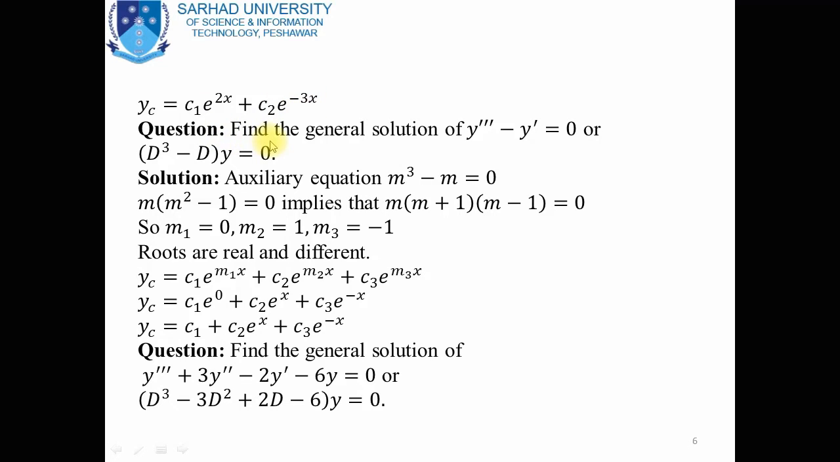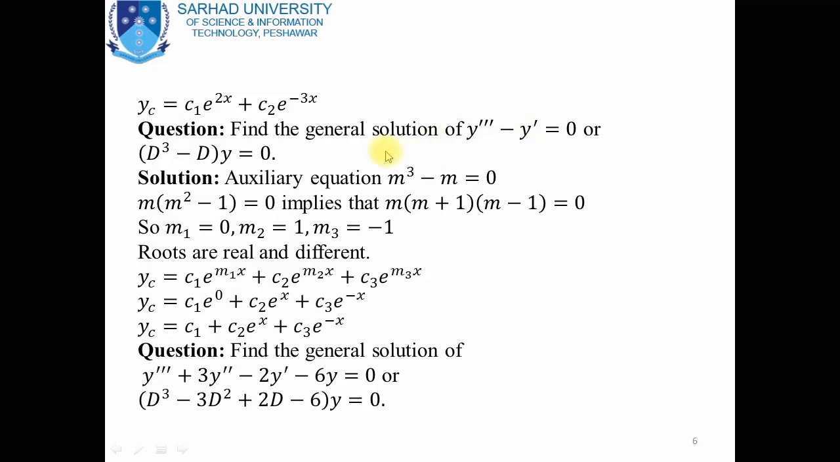Now the second example: find the general solution of this homogeneous linear differential equation of order 3 with constant coefficients. You see over here the coefficient of this term is 1 and the coefficient of this term is minus 1, so the coefficients are constant.